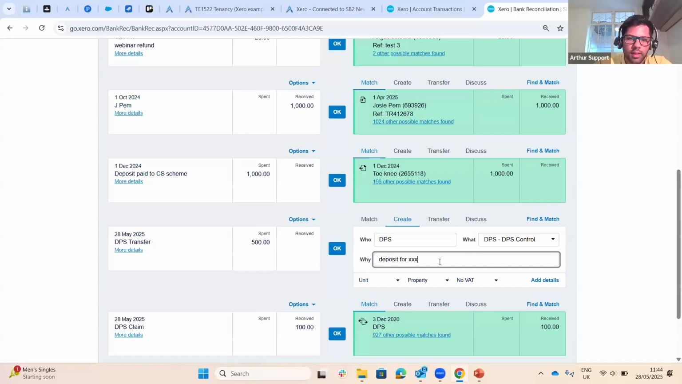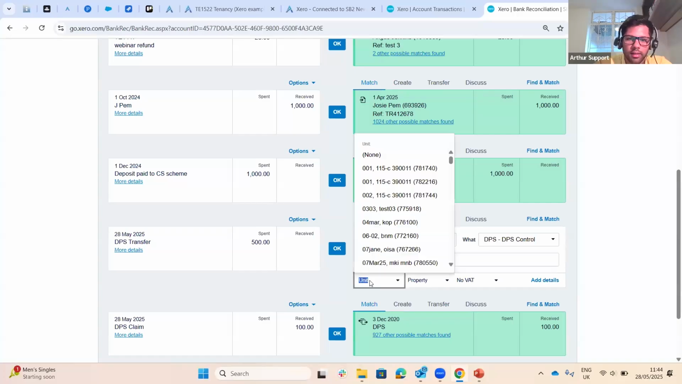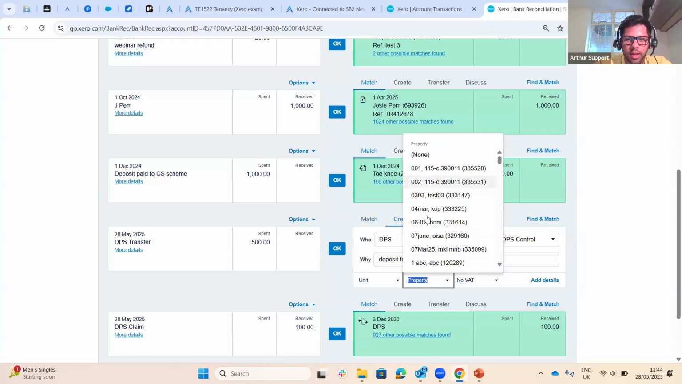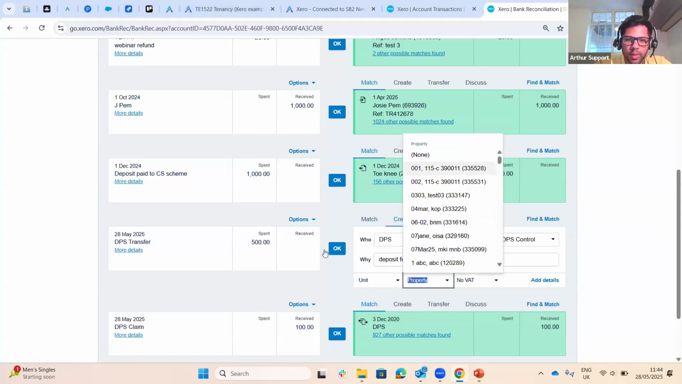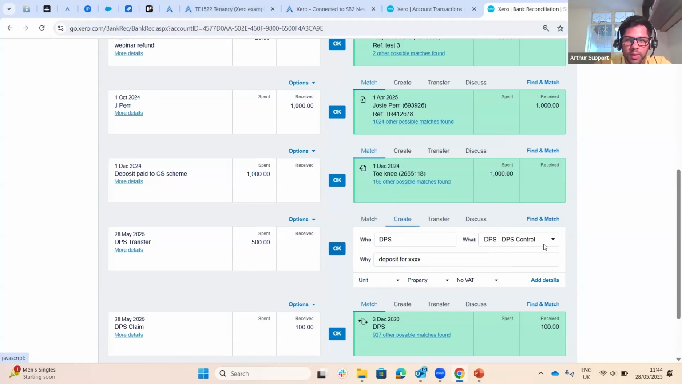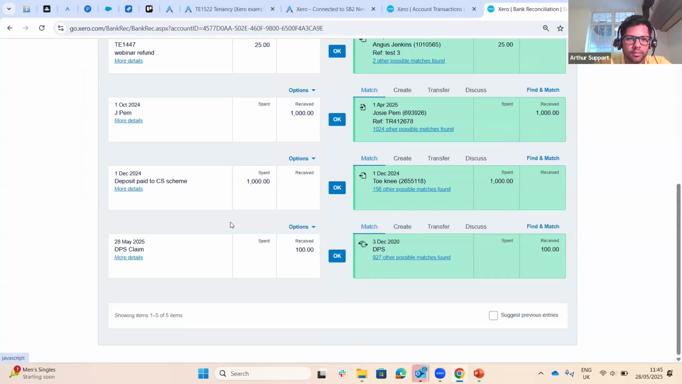Write the tenant's name in here, and then you can also select the unit and property this is related to. So that would have synced across to Xero. All your units will appear here, all your properties will appear here, and then just go ahead and press OK. So this is always how you would reconcile any money you're sending to the DPS that you've received from a tenant. So click on OK.